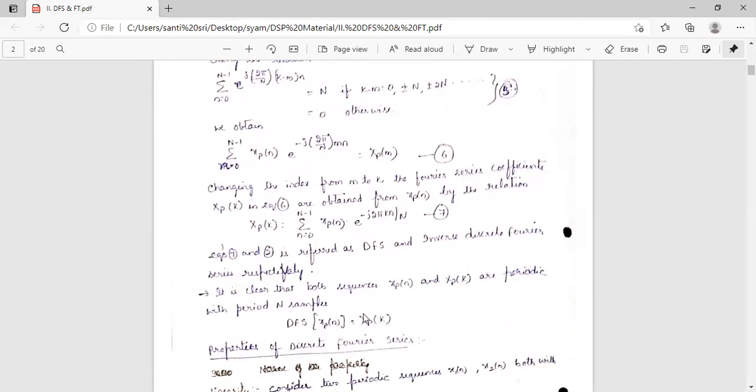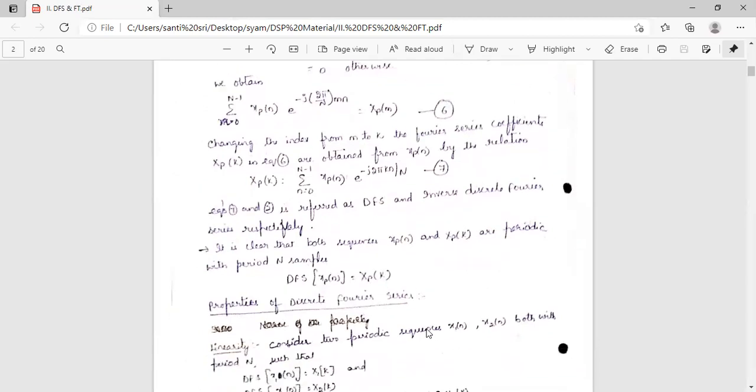So it is clear that both sequences x_p(n) and capital X_p(k) are periodic with period N samples. So the discrete Fourier series of x_p(n) is equal to X_p(k). So this is the relation between the discrete Fourier series and X_p(k).